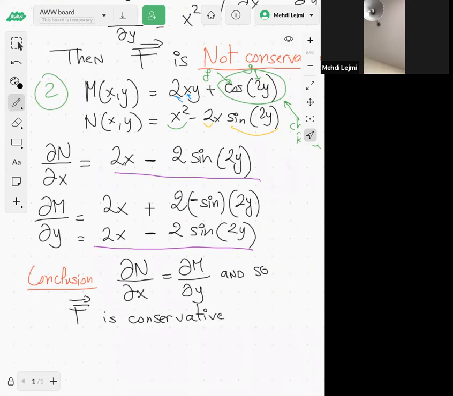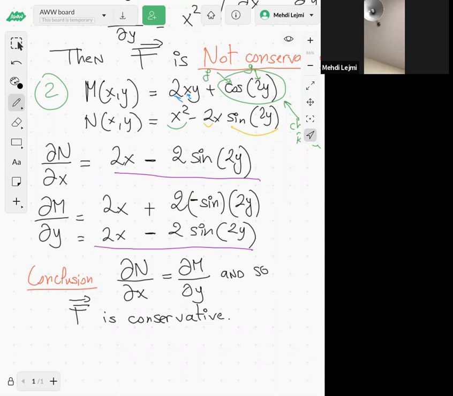Okay. Any question, guys? So if you don't have any trouble with the partial derivatives, then you should be okay with this exercise, I guess.